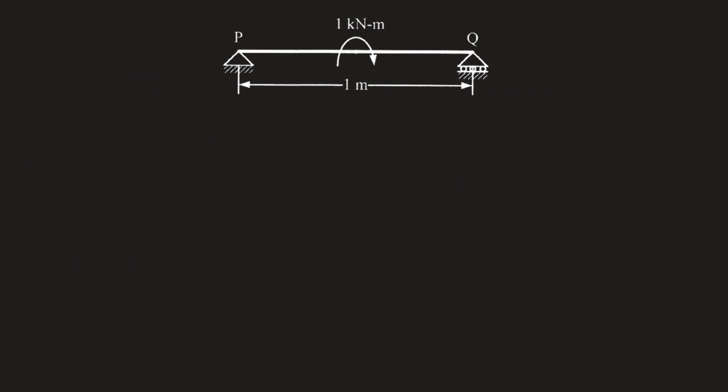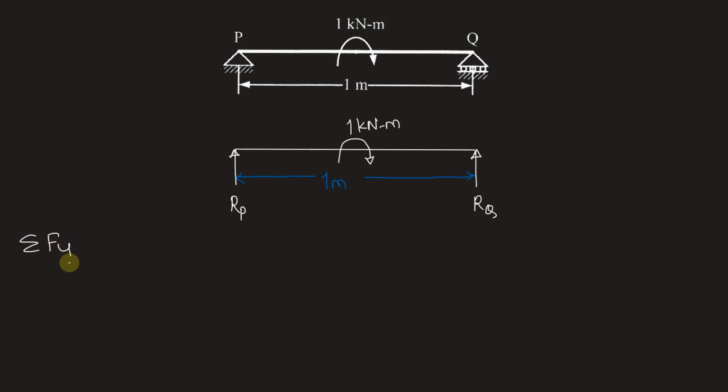Let's start by drawing the free body diagram of this beam. There are basically two methods to solve this problem. First is using the equilibrium equations. So assuming first Rp and Rq both upwards, we'll apply summation Fy equal to 0, x-axis being along the beam and y-axis being transverse to the beam.